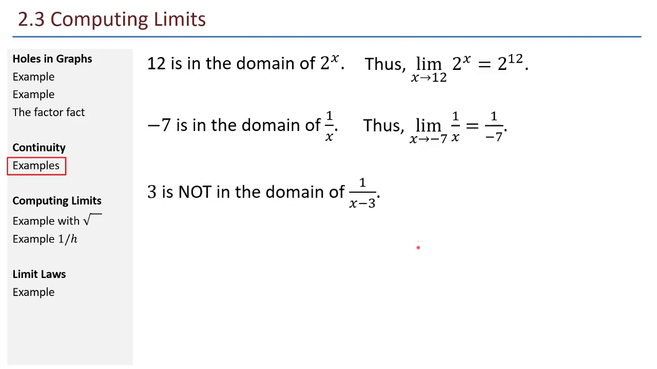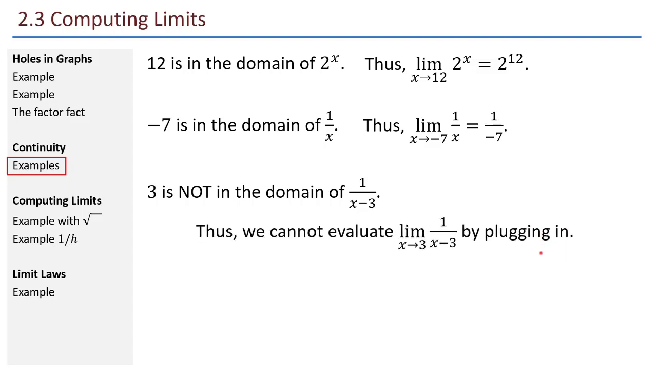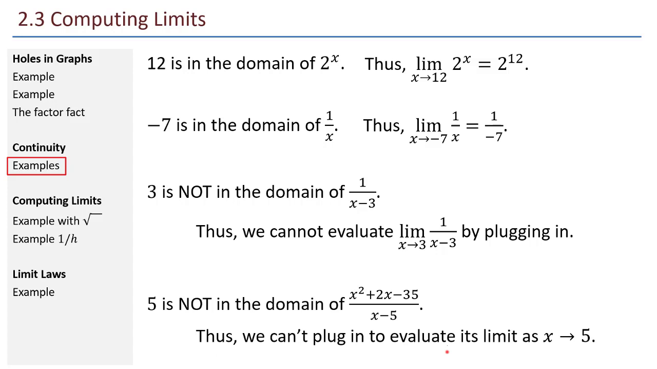Now, 3 is not in the domain of 1 over x minus 3. You can see that, right? So we cannot evaluate the limit as x goes to 3 of 1 over x minus 3 by plugging it in. Okay, the plug-in trick is not going to work in this case. 5 is not in the domain of this function. So I can't evaluate that function simply by plugging 5 in. Now this one's a little bit weird, right? Because this actually does have a limit as x goes to 5. But I just can't use the plug-in trick to find that limit. We can't plug in to evaluate its limit as x goes to 5.